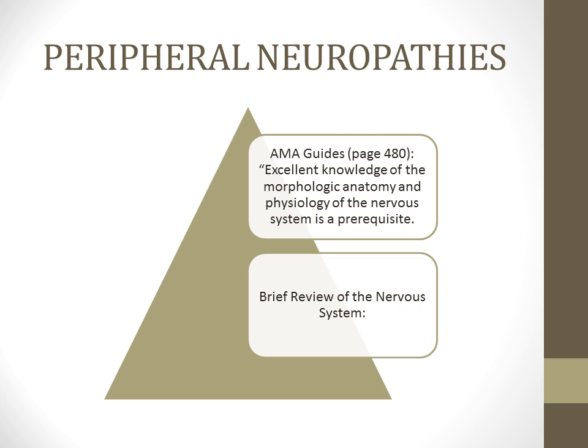Now, to begin our program today, we start with a little philosophy and background on the nervous system, and this has good basis in the AMA guides. In fact, in Chapter 16, the upper extremity chapter, which is the focus of the program today, it says on page 480, and this is a quote, "Excellent knowledge of the morphologic anatomy and physiology of the nervous system is a prerequisite," unquote.